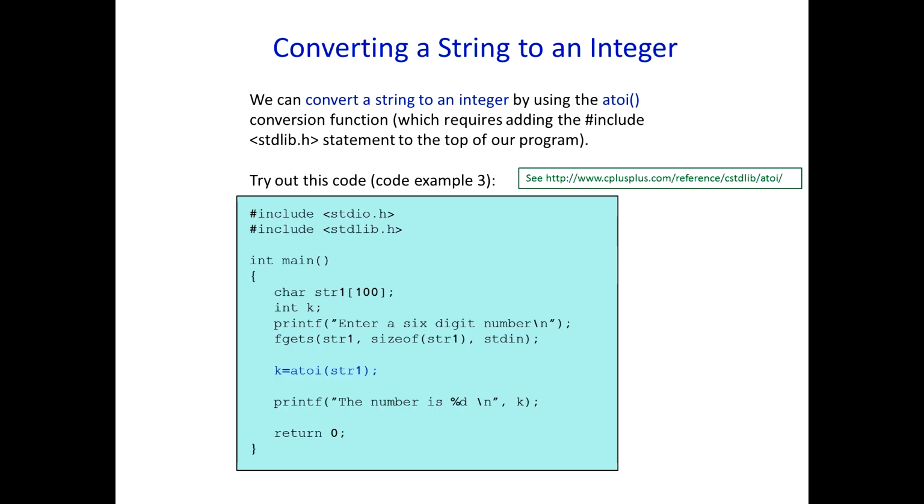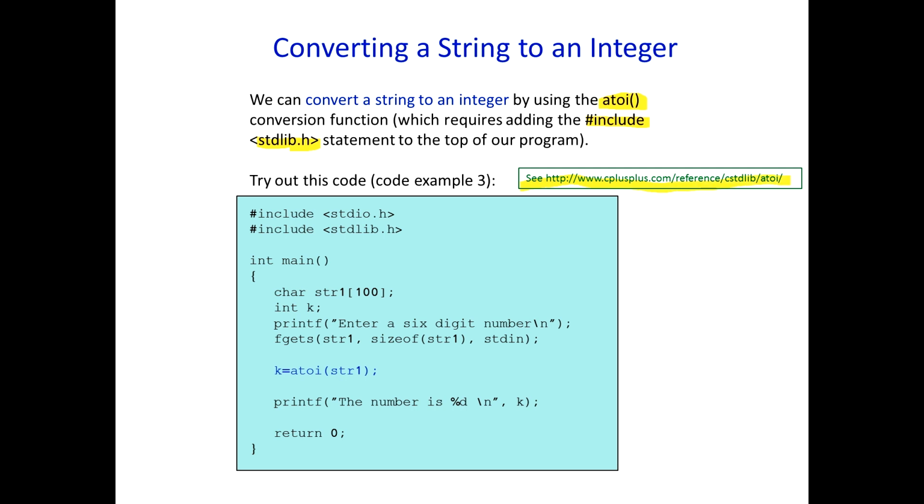We can convert a string to an integer, because a string is really characters, it's not an integer. We can do this with a special conversion function, atoi, or ASCII to integer. If we do that, we need the include statement stdlib to be included if we're going to use that function. If you want to see more details about it, here's the reference for it.